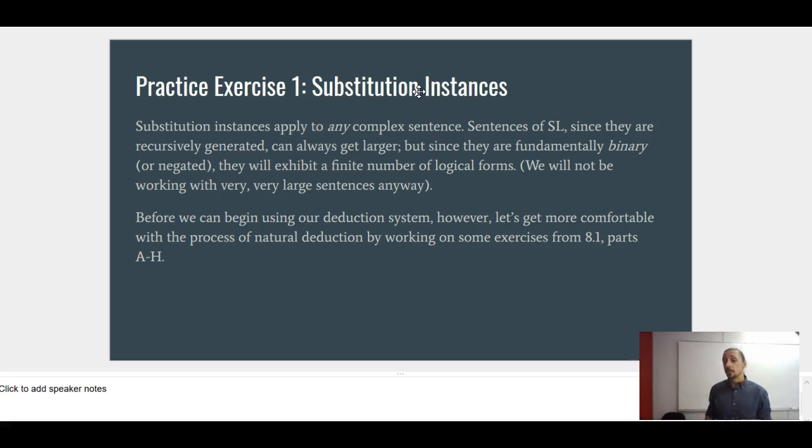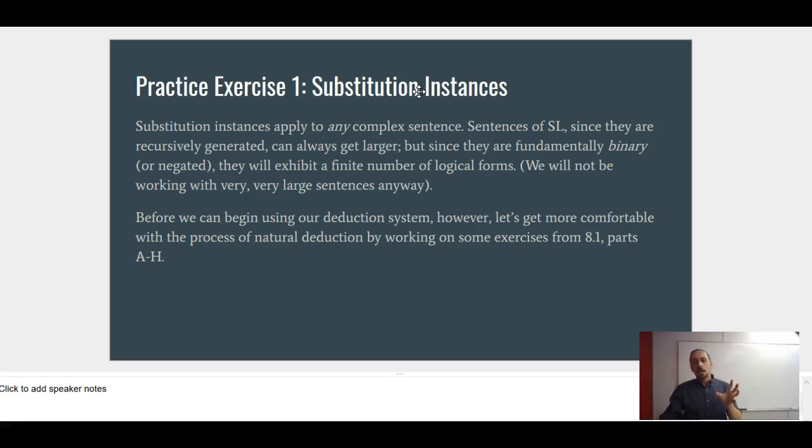So if we can specify how to work with each basic logical form, we've in fact specified how we're going to deal with every single one of the infinitely many sentences of SL. And now the lights have gone out. They're back on. So let's get more comfortable with this idea.